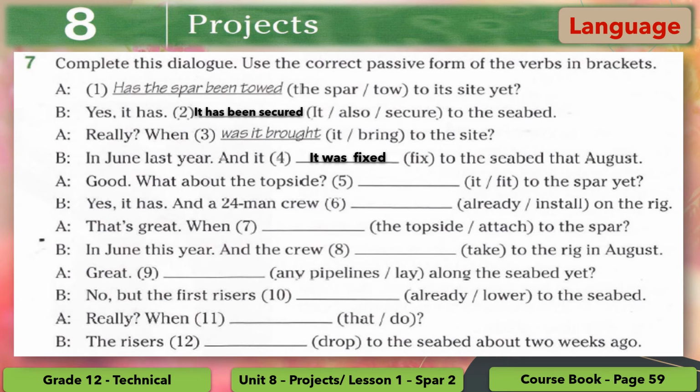So this is past simple passive. Number 5, good. What about the top side? Has it been fitted yet? So this is in the present perfect passive. The answer, yes, it has. And a 24-man crew has already been installed on the rig.